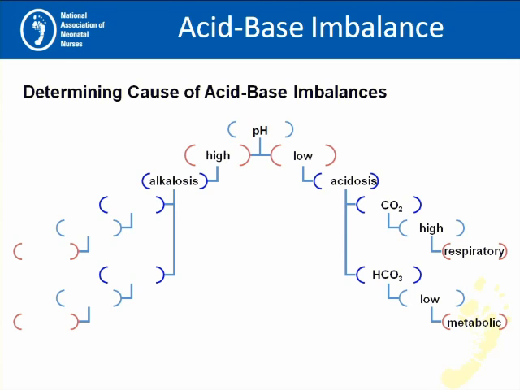High pH indicates some type of alkalosis. Low PCO2 indicates respiratory alkalosis. High bicarb indicates metabolic alkalosis. Anytime the PCO2 and bicarb are both high or both low, it is a compensated process.